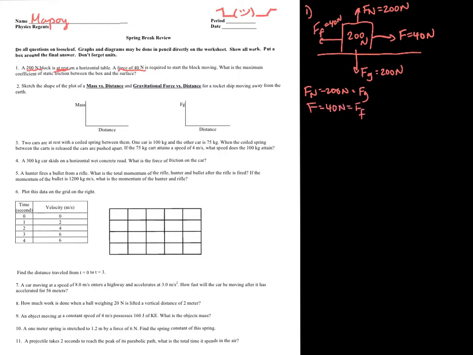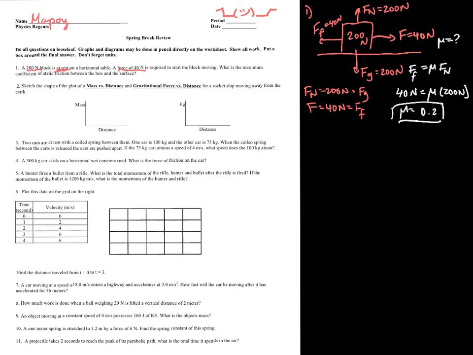We're looking for the coefficient of static friction. So what is mu? Well, in the attached reference table, you're going to see that mu is only present in this equation. Force of friction is equal to mu Fn. We already have our force of friction. We're looking for mu, and our normal force is 200. 40 divided by 200 will give us 0.2. There we go.